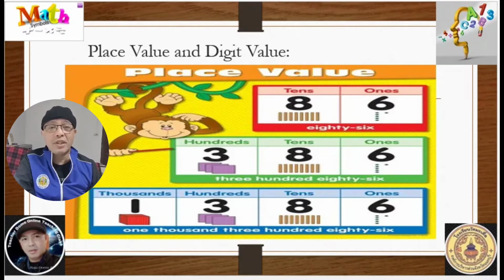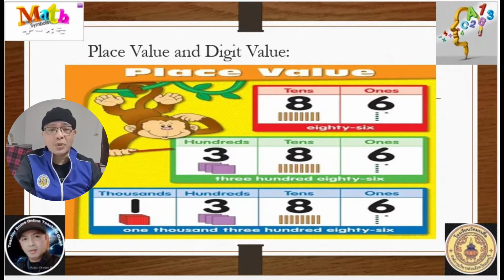We have 3 sets of numbers. We have 86, 386, 1386. Alright, so how many digits are there in 86? So we have 2 digits. So what is the place value of 6? 6 is under ones, and 8 is under the place value of tens.